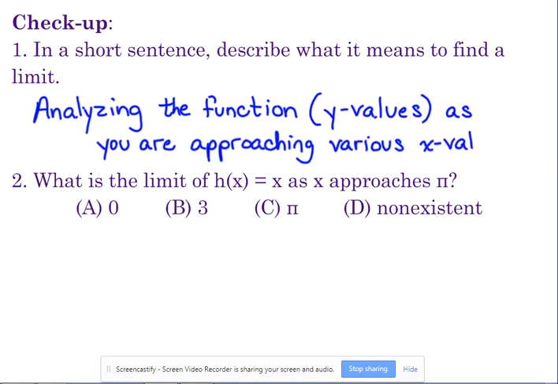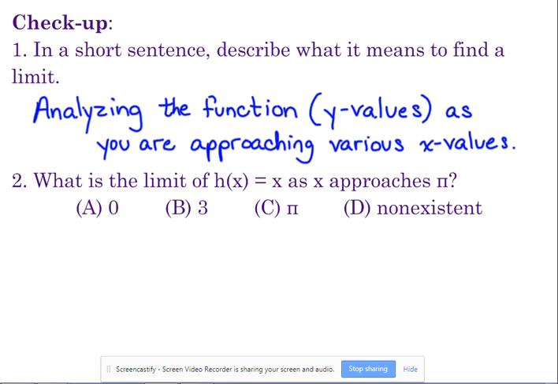I want you to write down what's going to make sense in your mind, what's going to help you to remember so that when you're on the AP exam in May and they ask you about a limit, you automatically know in your mind what that means and what they're asking you to do.